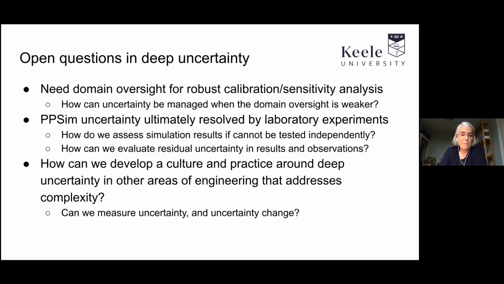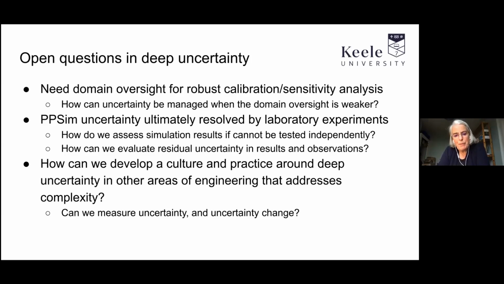In our PPSim, uncertainty ultimately was resolved by laboratory experiments. So there was a lot of uncertainty left, but Kieran and his team demonstrated the equivalence of the relevant simulation and the relevant bits of reality. How do we manage to reach that level of certainty if we haven't got that means of identifying key laboratory experiments that are feasible?